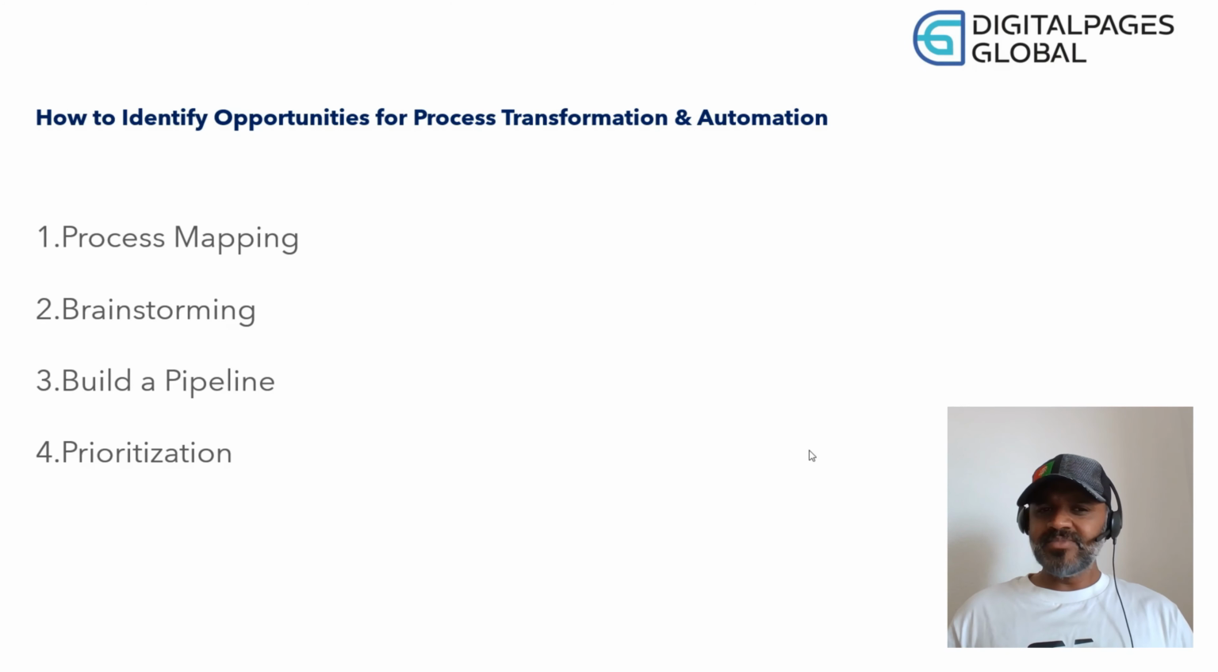In today's video, I'm going to walk you through a very important topic called how to identify opportunities for process transformation and automation. And I have divided today's video into four different segments. The first one is process mapping, second is brainstorming, third is building a pipeline, and the fourth one is prioritization.